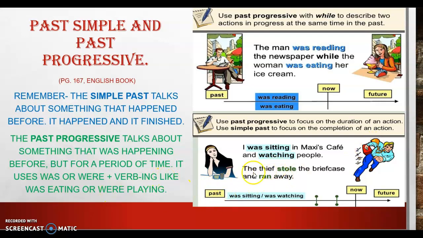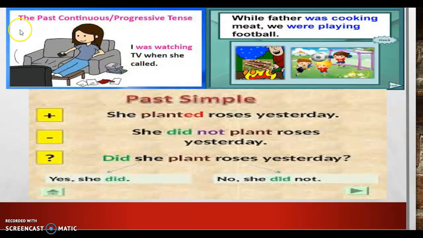Okay, so this one is the simple past. And let's see more examples, and see the past continuous progressive tense. I was watching TV when she called. See, this is simple past, and this is progressive. Okay, so this one: while father was cooking meat, we were playing football. See the picture. Simple past.